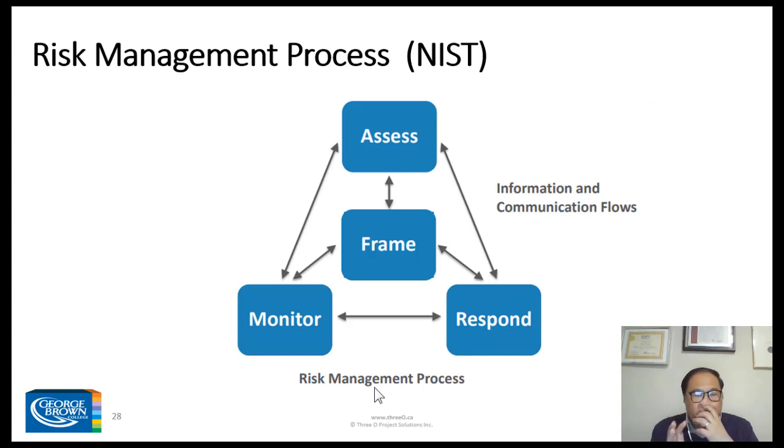So basically what I wanted to do is to show you the risk management process that NIST is talking about. There are 4 components of it: assess, frame, respond, and monitor. Similar to the framework diagram I illustrated from the beginning, you see all these arrows, which means these are all interconnected. Each one of these risk management processes is interconnected with one another.